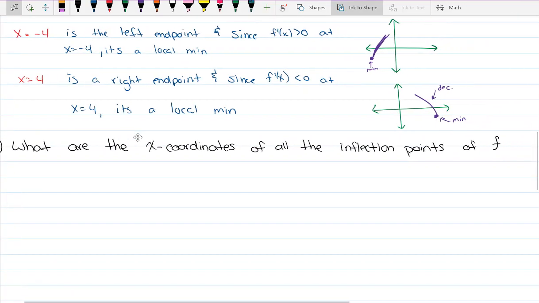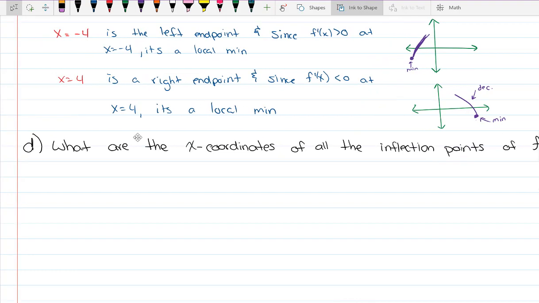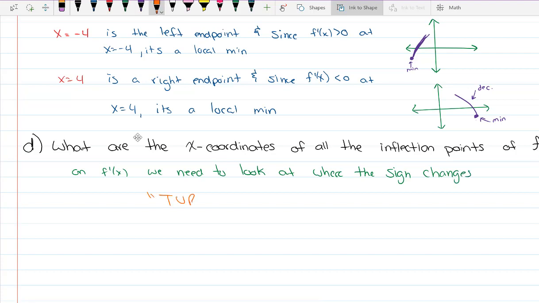Okay, what are the x-coordinates of all the inflection points of f? So what we need to do then is we need to know that from the graph of f prime of x, we need to look at where the graph goes from increasing to decreasing, or decreasing to increasing. So on f prime of x, we need to look at where the sign changes. These are called the turning points.